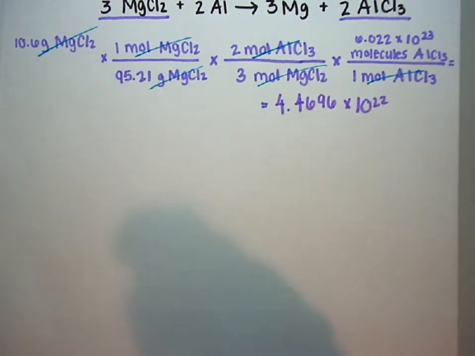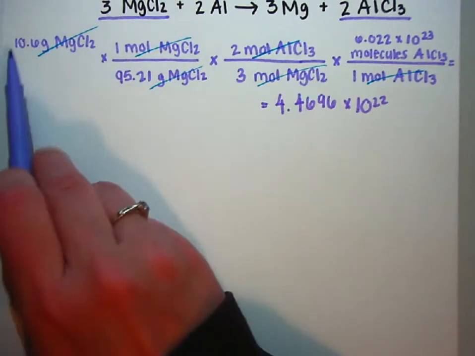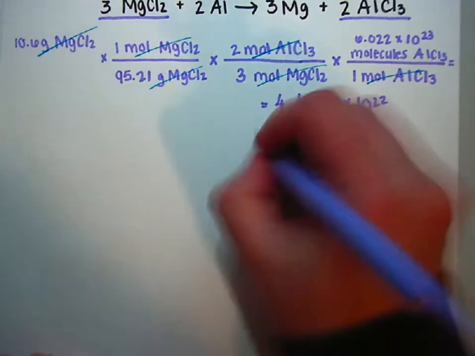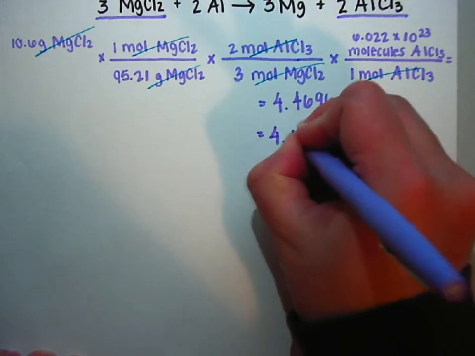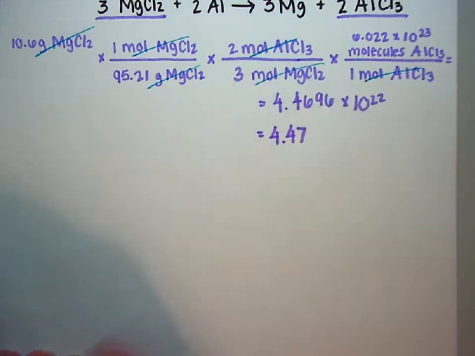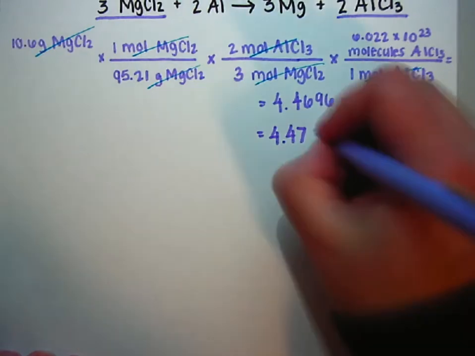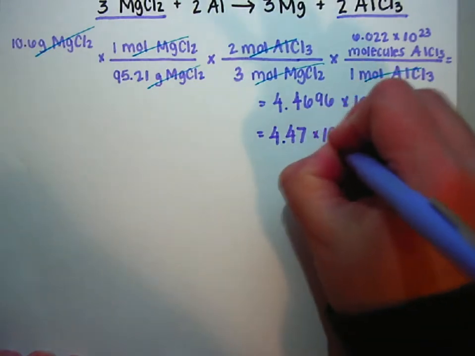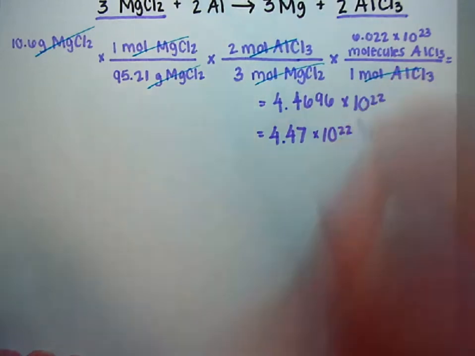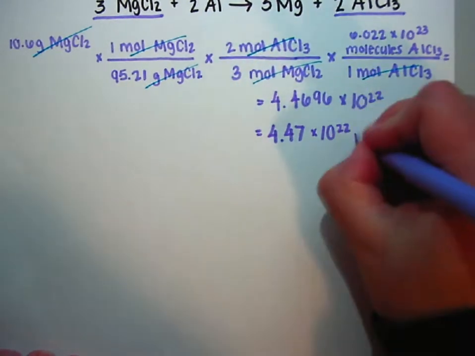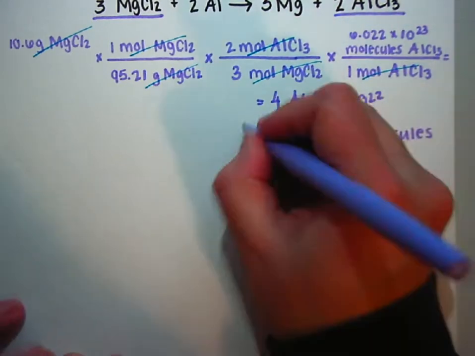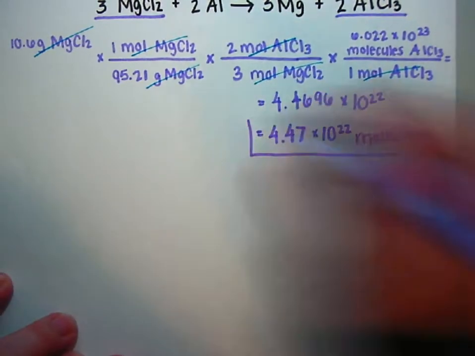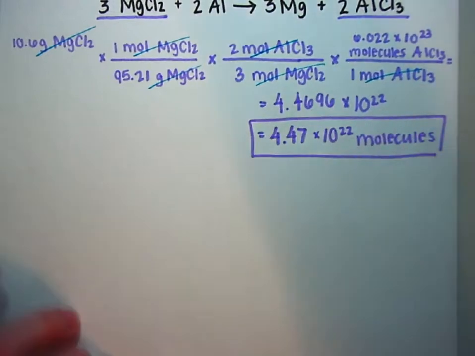We always want to think about significant figures. My given has 1, 2, 3 significant figures. So my answer needs to have 1, 2, 3 significant figures. Don't forget your times 10 to the 22nd. Molecules. So final answer, 4.47 times 10 to the 22nd molecules.